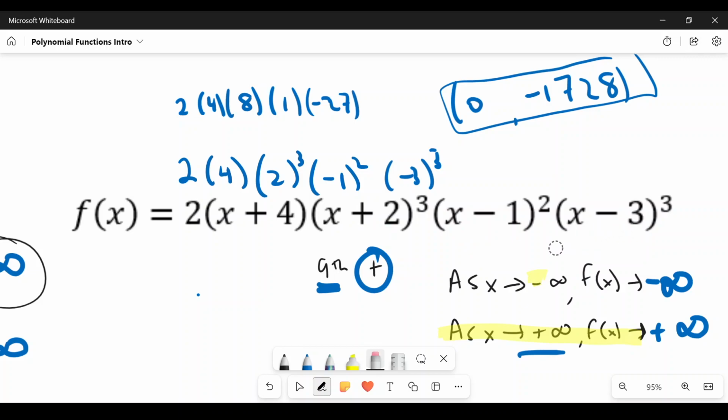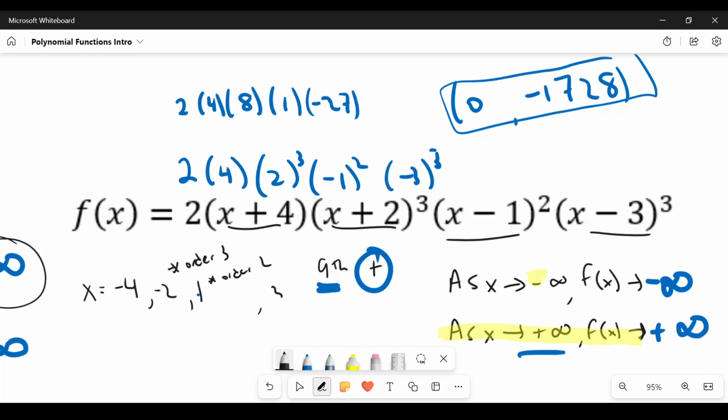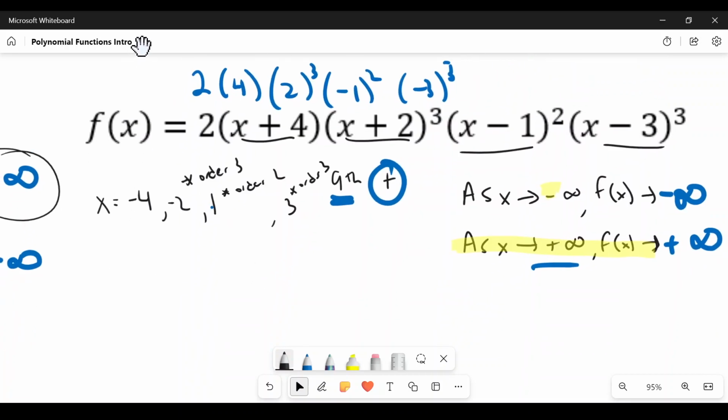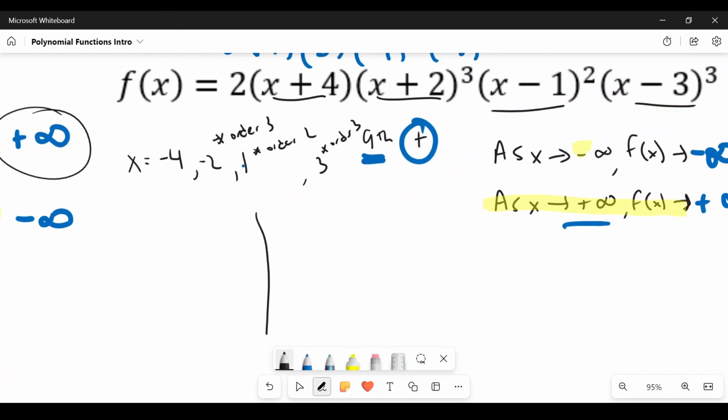So the roots of the function, I have a root at negative 4. I have another root at negative 2, and that is an order 3 root. I've got a root at 1, which is order 2. And then I've got a root at 3, which is order 3. All right, so I'm going to have some bumps and bounces and slowdowns. All right, negative 4, negative 2, 1, and 3.